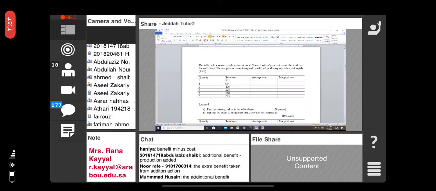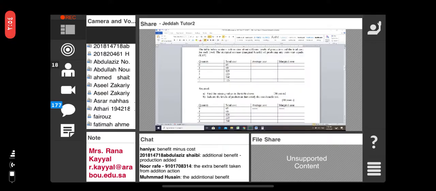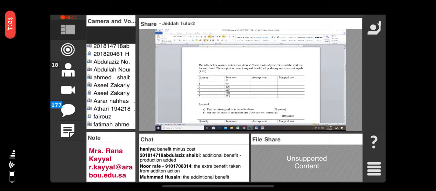Type: again, a similar question. Yeah. The table below contains information about different levels of production and the total cost of each level. The marginal revenue, which is for the marginal units, equals $105. Question number 1, or part A. Find the missing values in the above table. As we agreed, when quantity equals 0, don't fill anything.